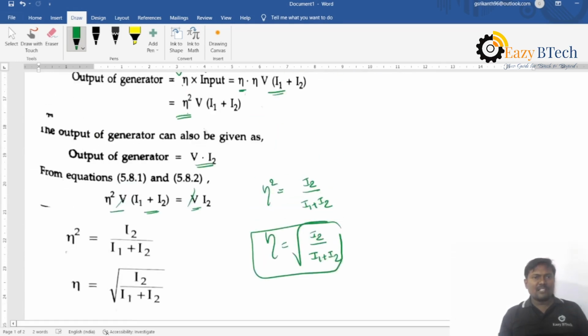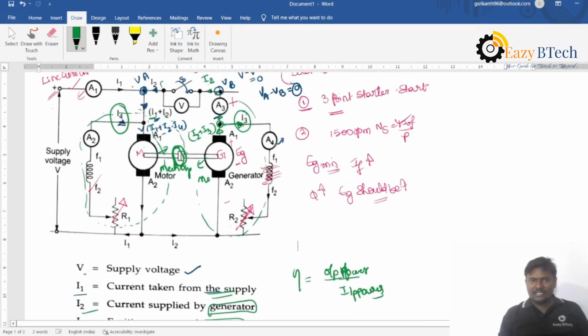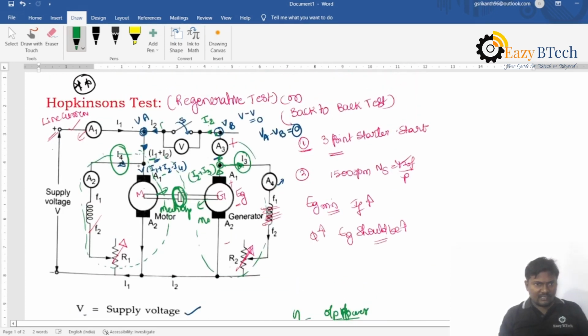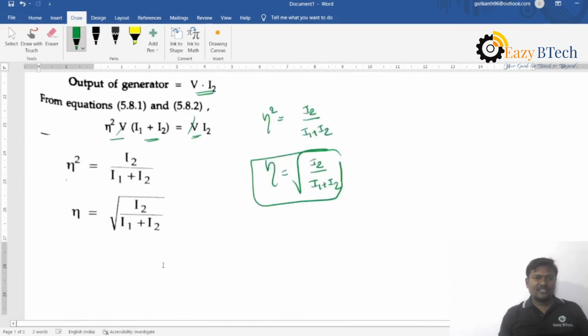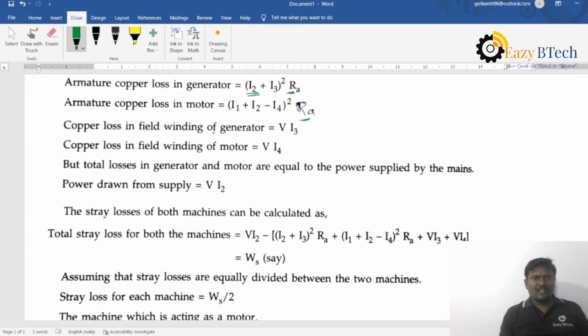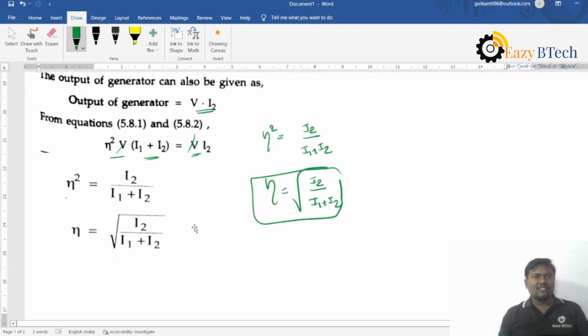What is the copper loss in the shunt field winding? I am applying a voltage V, so V into I4 for the motor, and for the generator V into I3. So the copper loss in the field winding of the generator is V into I3, and in the field winding of the motor is V into I4. The total losses in the generator and motor are equal to the power supplied by the mains.